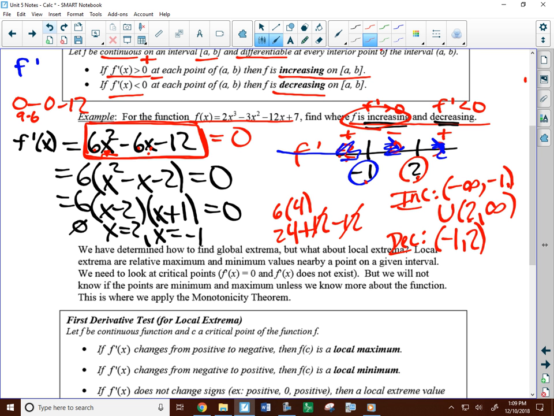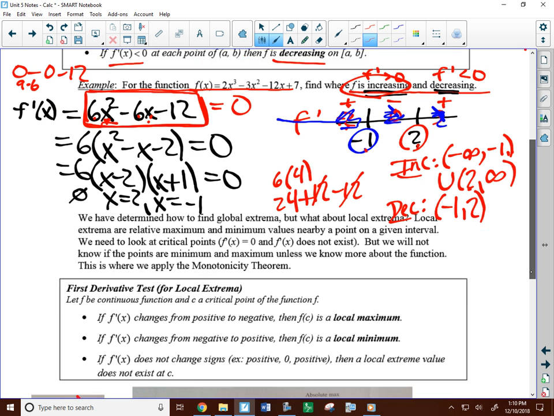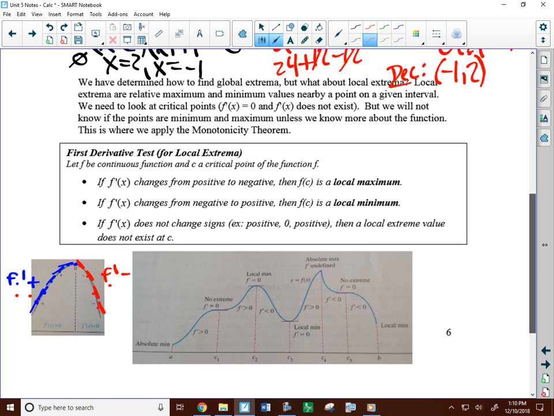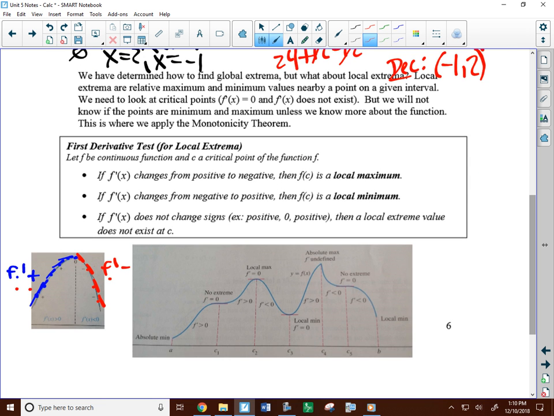Okay, sounds good. Anything I can clarify on that one? Notice we plugged our test values into the first derivative, not the original. Original would always give you the y values. So that's the difference. Extreme values we plug into the original. Move on. Okay. So we're moving on.